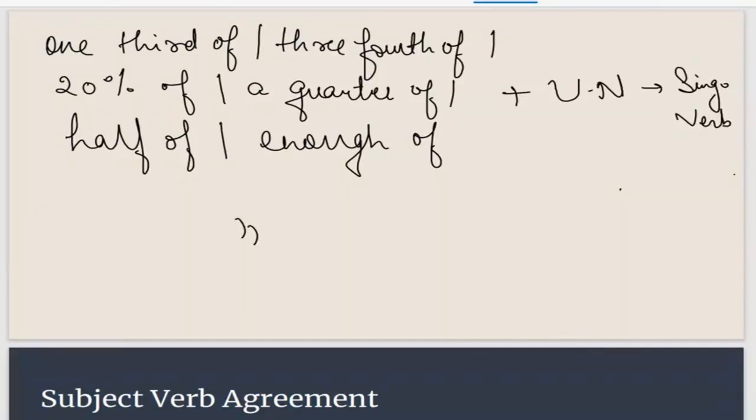But whenever these words are used in a sentence, plural countable nouns are used with these words. With these words, always a plural countable noun will be used. So when a countable noun is used with these words, then you will be using a plural verb with them. Am I clear?